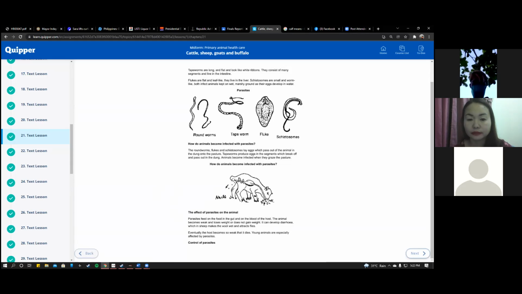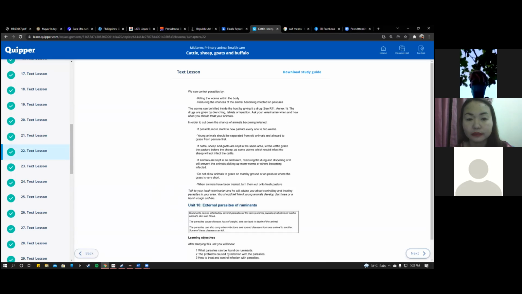So next, control of parasites. We can control parasites by killing the worms within the body, and reducing the chances of the animal becoming infected on pasture. The worms can be killed inside the host by giving it a drug.